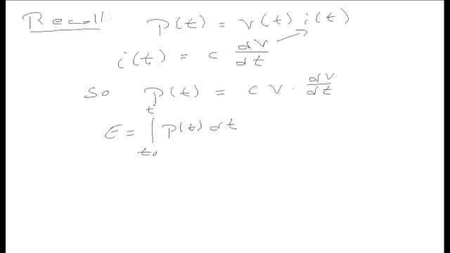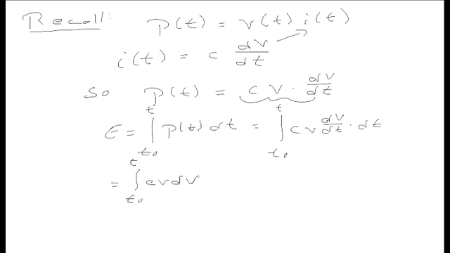Now, if this is true, and we plug in this expression for power, then we get the integral from t0 to t of CV dV/dt times dt, or CV dV. Since we're integrating this with respect to voltage now and not time, we have to remember that our bounds change. And this ends up giving us the expression 1/2 CV squared.